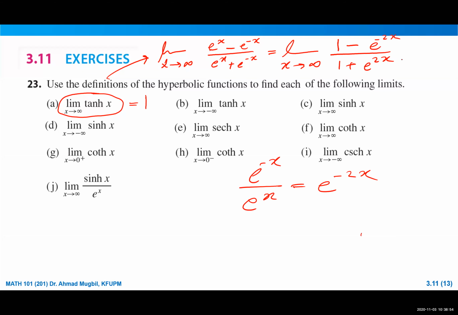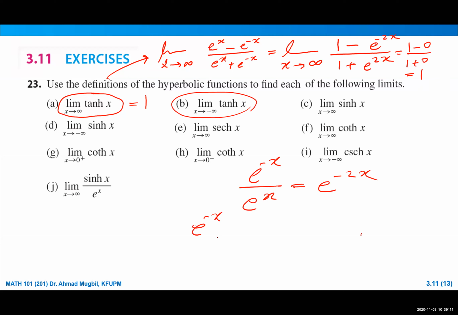Similarly, now you can take the limit. What will be the limit now, Shabab? The limit will be 1 minus, this will be what? 0. And this will be 0. So it is 1 over 1. It is 1.